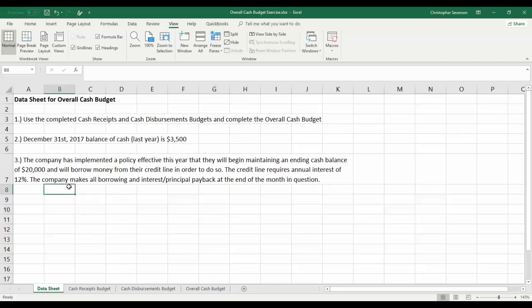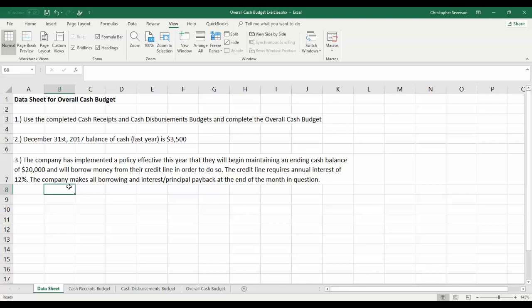Now, number 3 is the piece that adds complexity to these overall cash budget examples. Here, the company has implemented a policy effective this year. So this is the first time we've had this policy that they will begin maintaining an ending cash balance of $20,000. In other words, they don't want to fall below $20,000 at the end of the month. They want to make sure they have at least that.